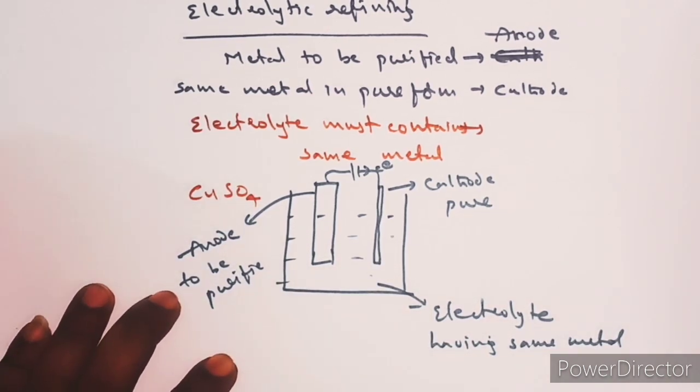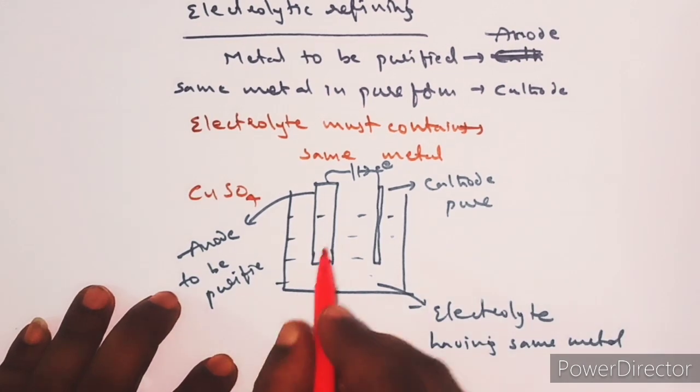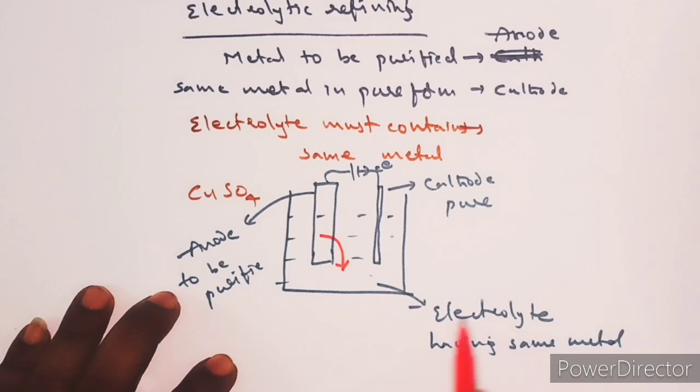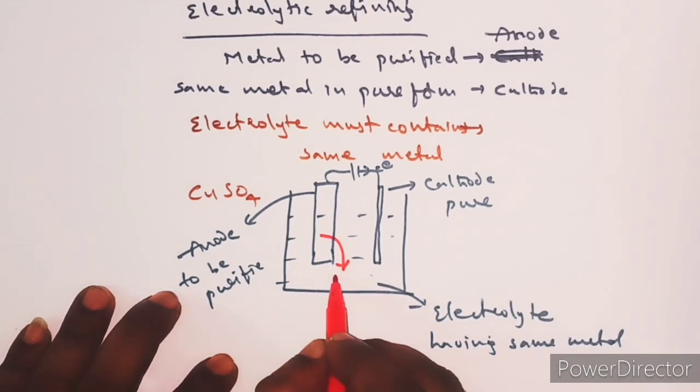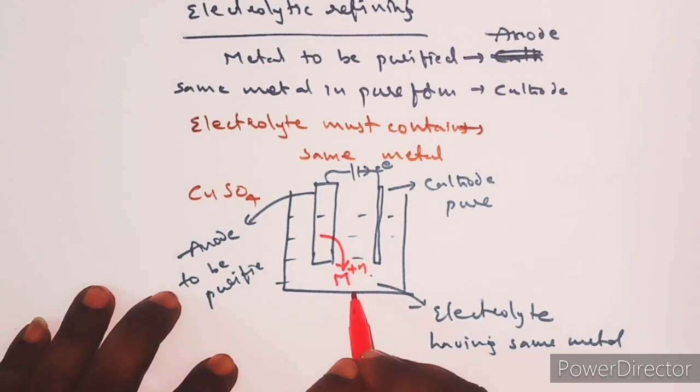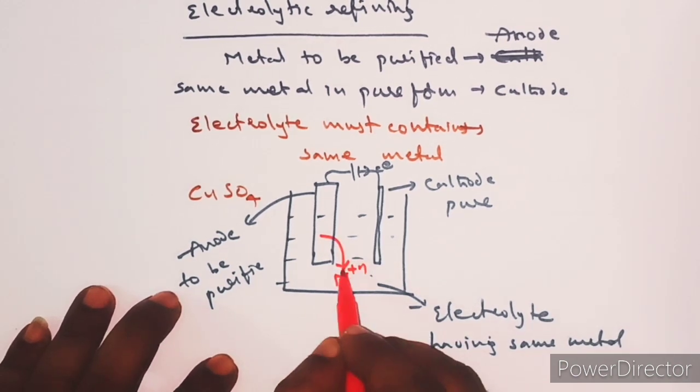At the anode, oxidation reactions are taking place. So here this metal will dissolve in this electrolyte. The metal is undergoing oxidation, and by undergoing oxidation, it will be dissolving in the electrolyte. And what happens here in the electrolyte?